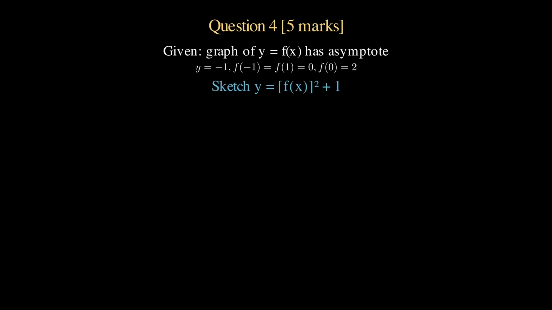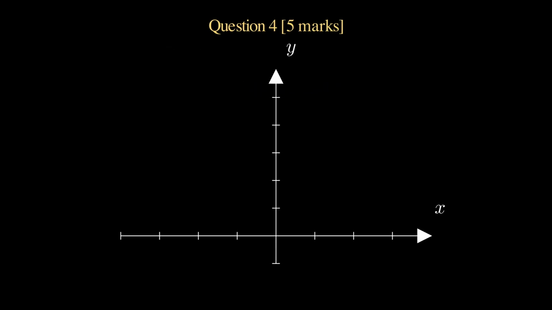The graph of y equals f of x has a horizontal asymptote at y equals -1, crosses the x-axis at -1 and 1, and the y-axis at 2. We must sketch y equals f of x all squared plus 1. Since f of x squared is always non-negative, f of x squared plus 1 is always at least 1. So no y values below 1.